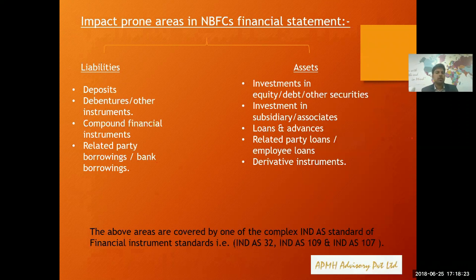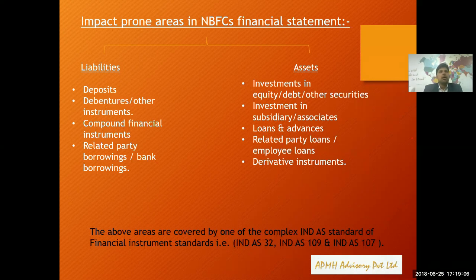If you can see on the screen, on the liability side, NBFCs generally have deposits, debentures and other instruments which must have been used by the NBFC to fund their business, and compound financial instruments, related party borrowings, bank borrowings. These are the general items you will find in an NBFC's balance sheet. And on the asset side, you will find investment in equity, debt, other securities, investments held in subsidiaries and associates, loans and advances lent, related party loans, employee loans, and derivative instruments. So these are the general liability and asset items which you will find in an NBFC's balance sheet.